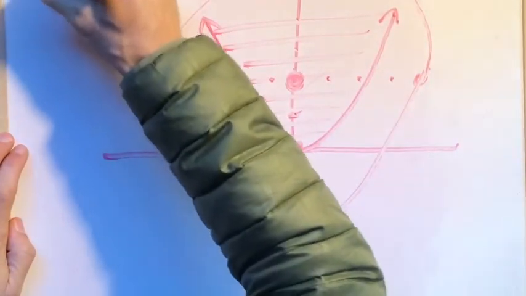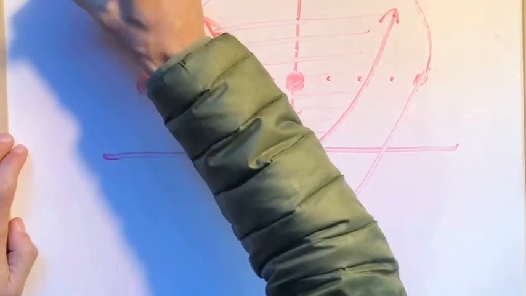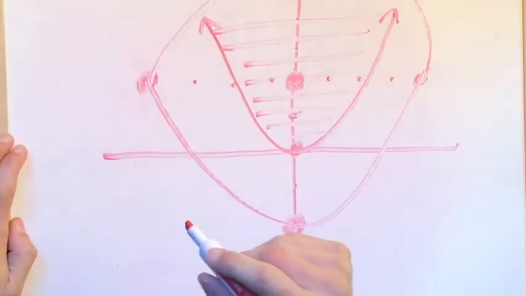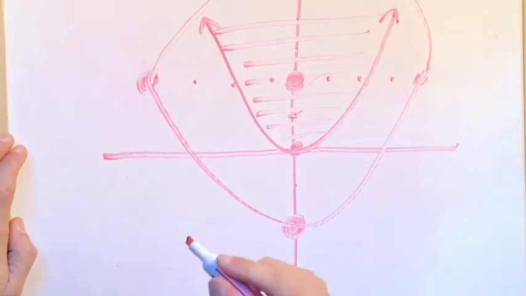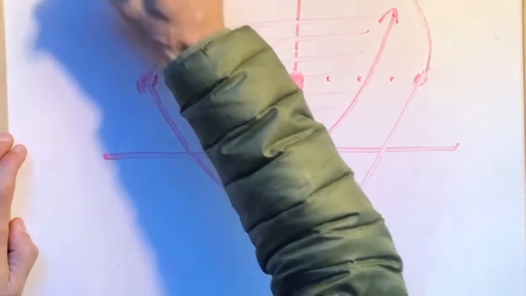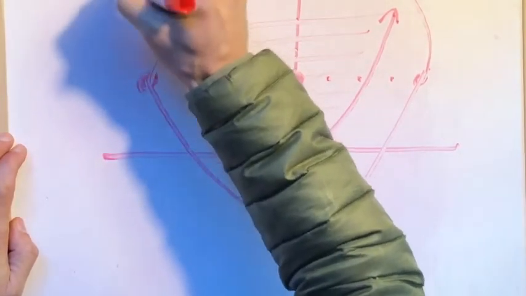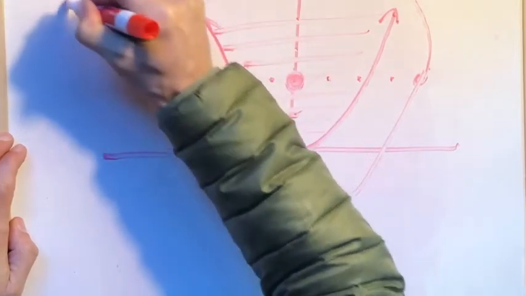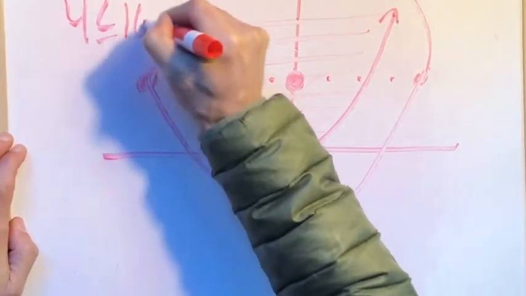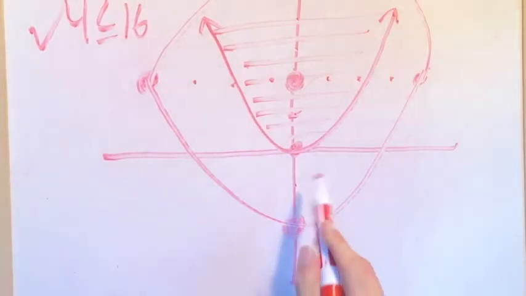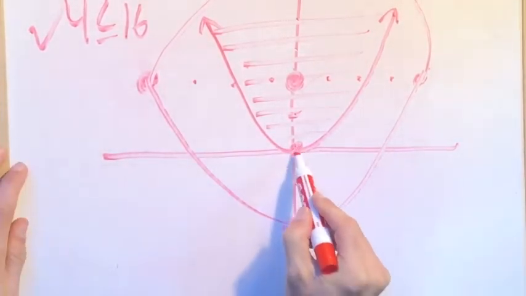0 squared is 0, plus y plus 2, 0 minus 2 squared. Negative 2 squared is 4. Is 4 less than or equal to 16? Yes, 4 is less than or equal to 16. This is a true statement, so I would include this in my data set.